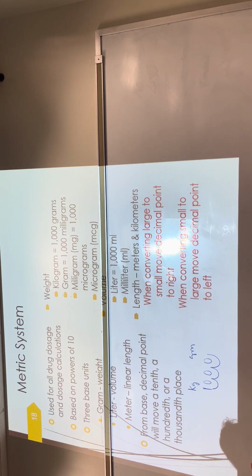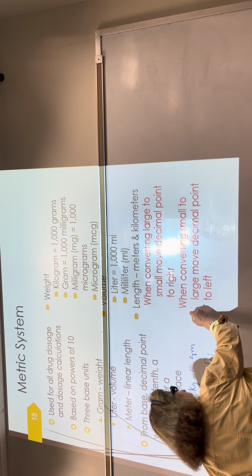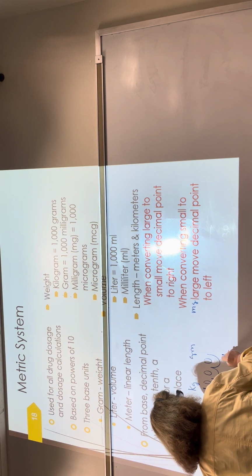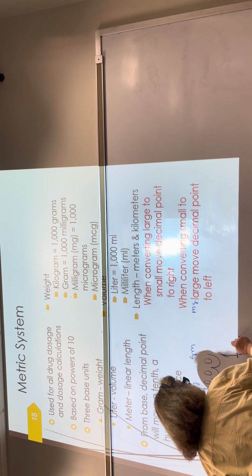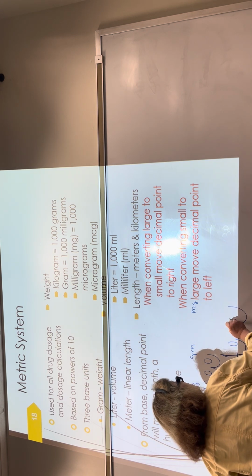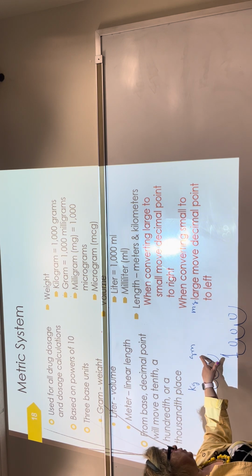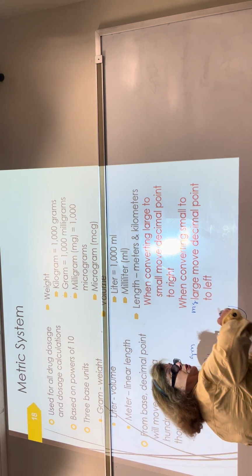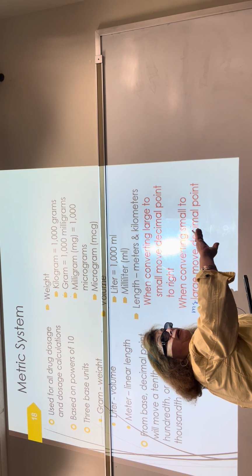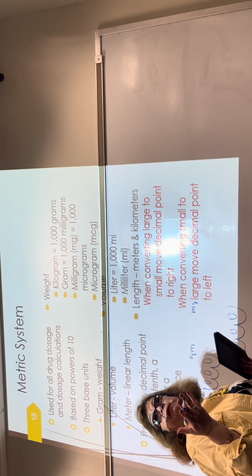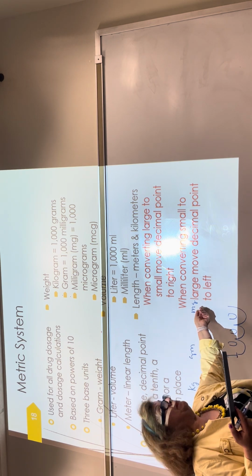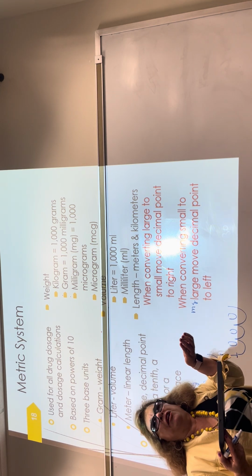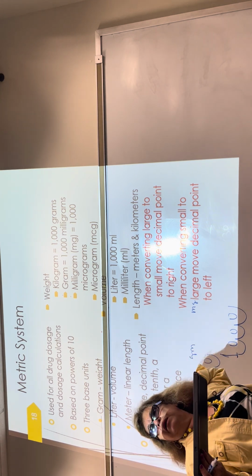Is that clear? Gram is smaller. So 1 kilogram is 1,000 grams. If we have 1 gram and go into milligram, you go three places, 1, 2, 3, so it's 1,000 milligrams. 1 kilogram is 1,000 grams, and 1 gram is 1,000 milligrams. When we go towards the right, the number becomes bigger because the milligram is a more minute measure and the kilogram is bigger. Am I making sense?